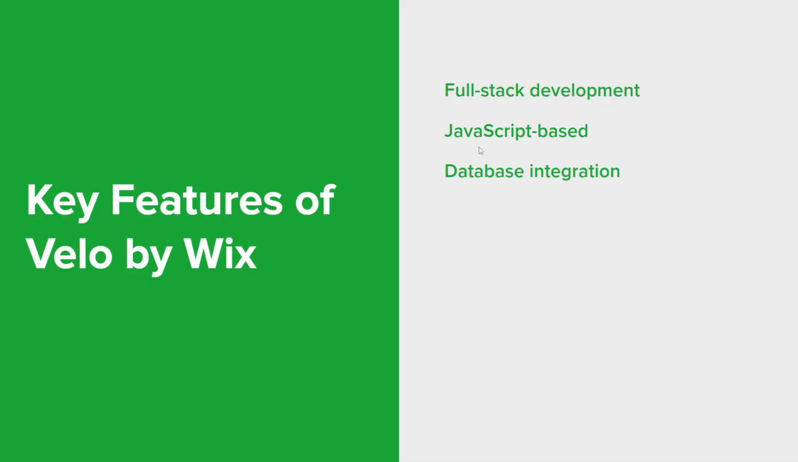Some of the key features and benefits of Velo by Wix include full-stack development, so it enables developers to build both the front end and back end of web apps using a unified development environment. It's JavaScript based, meaning that it uses JavaScript as its primary language, which makes it really accessible to a wider range of developers with JavaScript skills. Velo also allows developers to work with databases, enabling the storage and retrieval of data from collections, as well as performing queries and data manipulations as well.